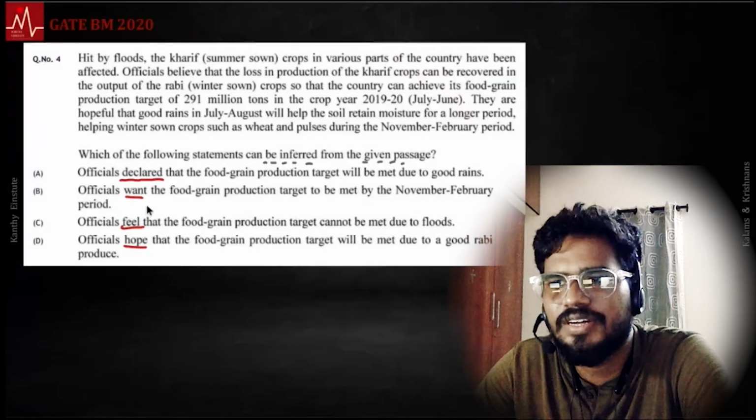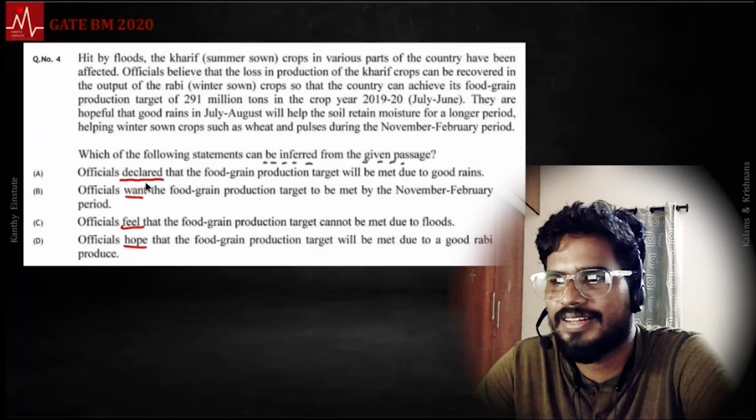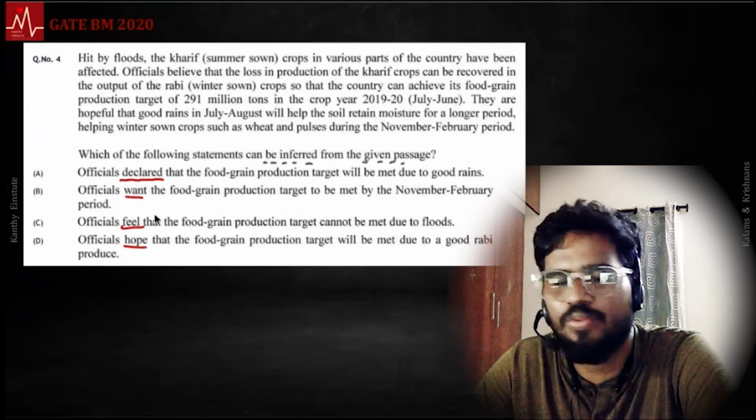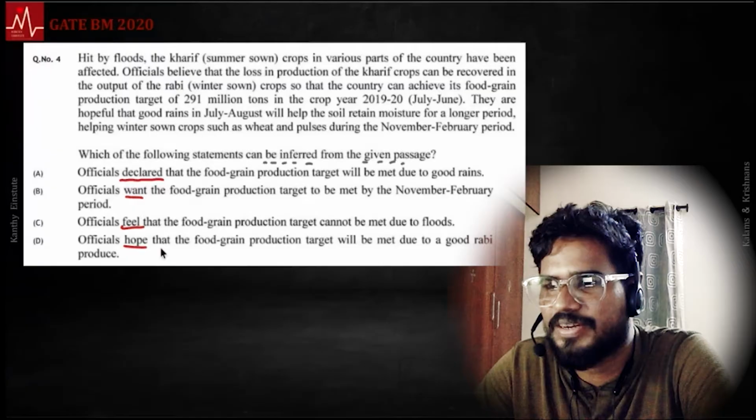But at this stage, is it a declaration by the officials? Is that the case? Do they want it? Do they feel it? Do they hope it?